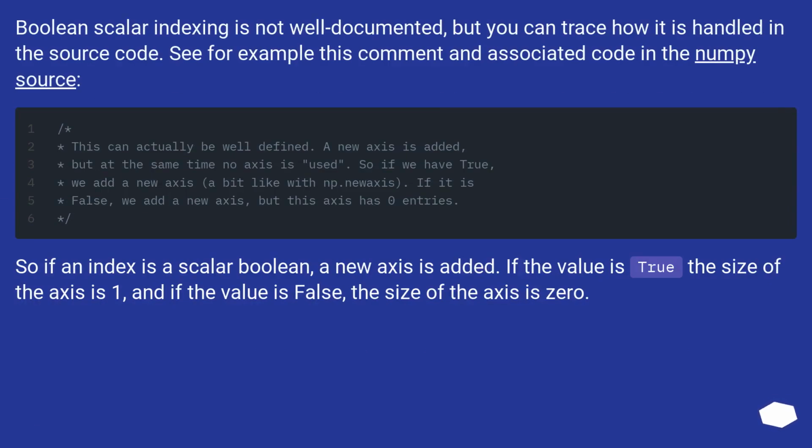Boolean scalar indexing is not well documented, but you can trace how it is handled in the source code. See for example this comment and associated code in the NumPy source. So if an index is a scalar Boolean, a new axis is added. If the value is True, the size of the axis is 1, and if the value is False, the size of the axis is 0.